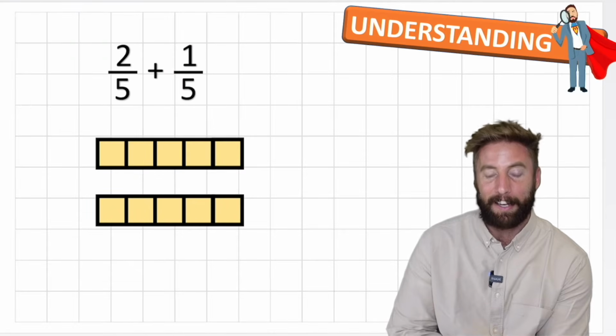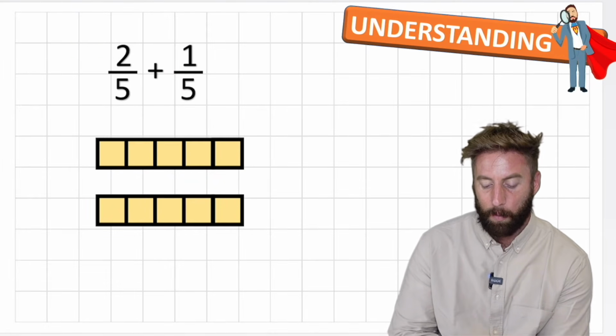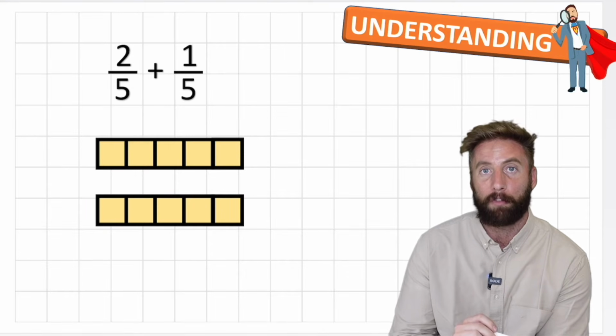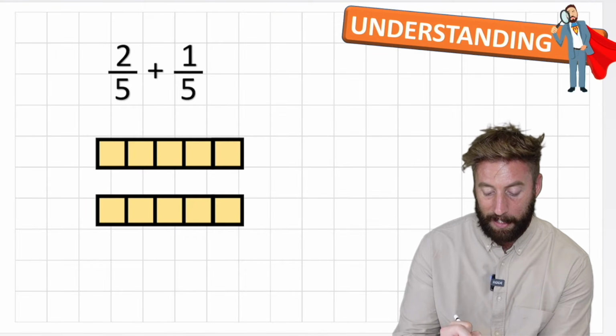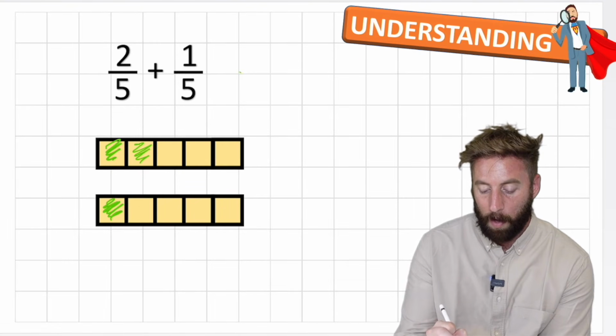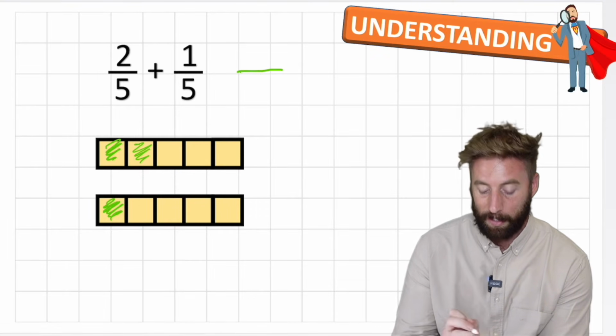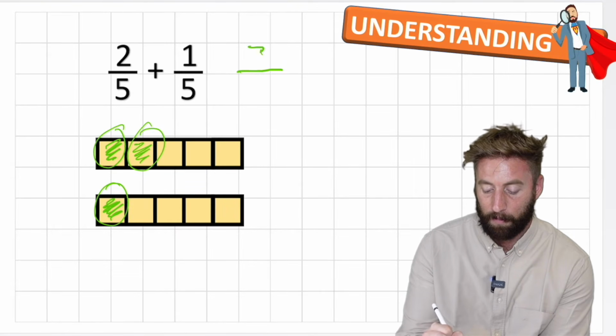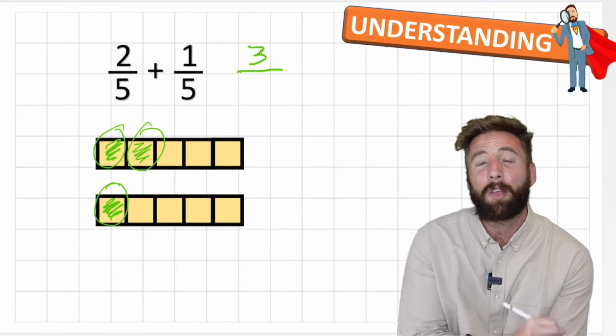So let's look at it in a different way, and let's look at it with the bar models again. So I have 2/5 and I'm adding 1/5. In my first bar model, I can see I have 2/5. And in my second one, I have 1/5. So how many do I have altogether? Well, I think I can answer my numerator. I have 1, 2, 3. So I have 3. But I have 3 what?